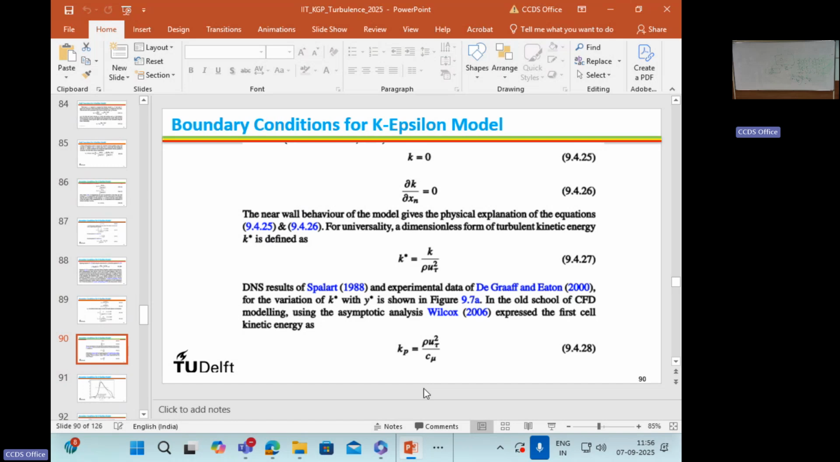Again, we'll cover a few things. At the wall, ideally, the kinetic energy is supposed to be zero, since once fluctuation is known, kinetic energy is supposed to be zero. Again, there is another condition, the Neumann condition: the gradient of the kinetic energy is supposed to vanish at the wall.